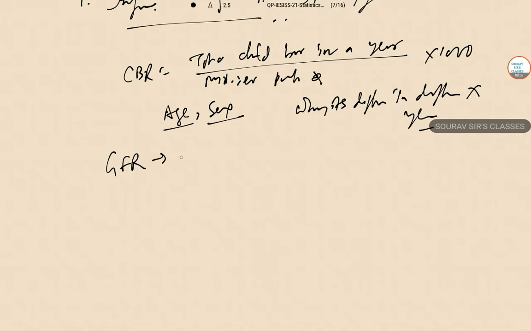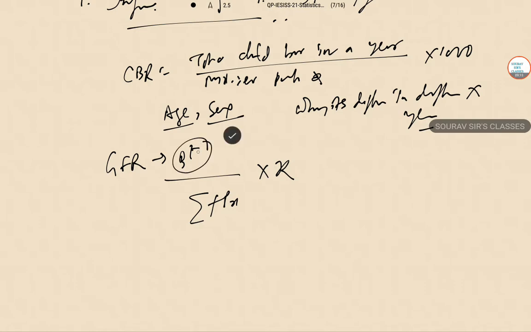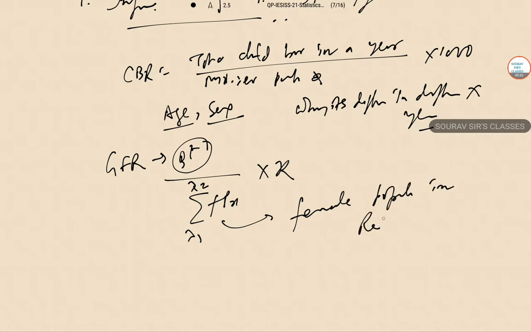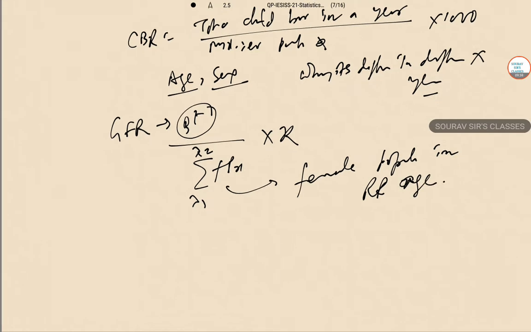Now the GFR is actually B_t over the summation of f into P_x, times k. This is the formula actually. B_t is nothing but the number of live births occurring among the population, the live births among the population of a given geographic area during the period t. Summation of f into P_x, where this is from lambda 1 to lambda 2. So these are two things: the female population in the reproductive age, in this geographical region during the time t, and lambda 1, lambda 2.